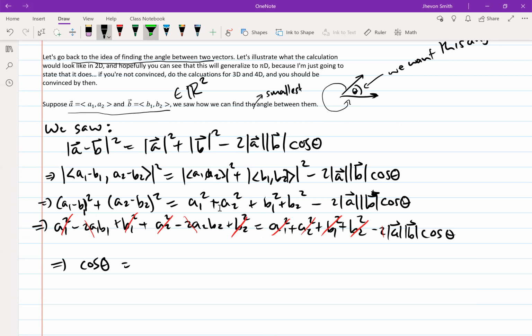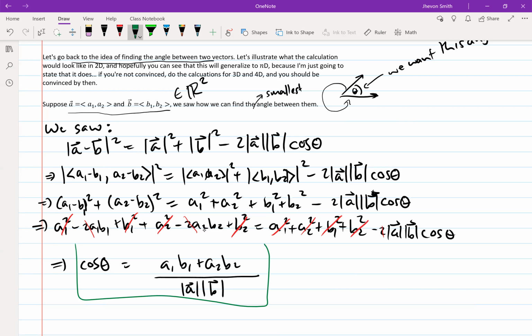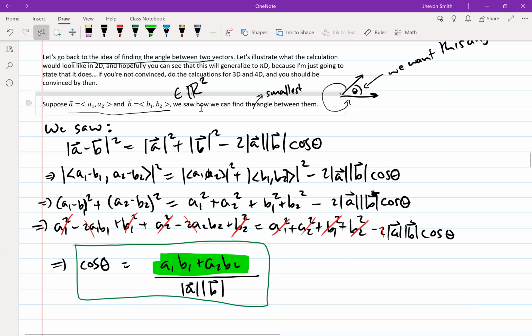Now you're going to notice the cosine of theta, what that guy is going to look like is a1 b1 plus a2 b2 divided by the magnitude of that, right? Once I just solve for cosine, and that is the equation that we want, right? This equation is going to help us to find the angle between the two vectors. Now, what I want to point your attention to is this guy right here. Because it turns out that if you do these calculations in any dimension, let's say we're in n dimensions, a1, a2, all the way up to an, something like this will always show up in the calculation.